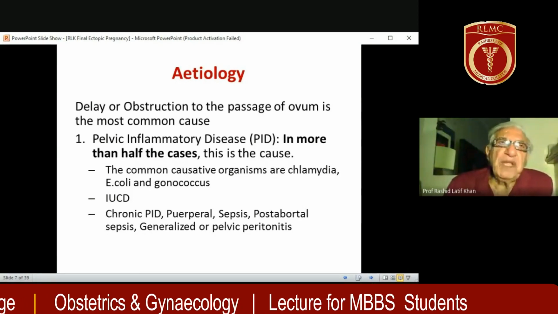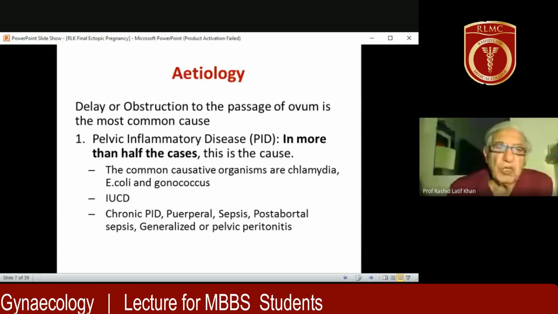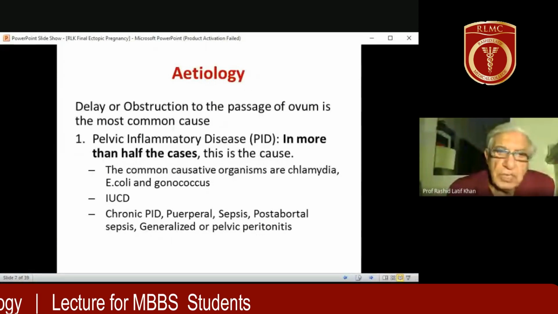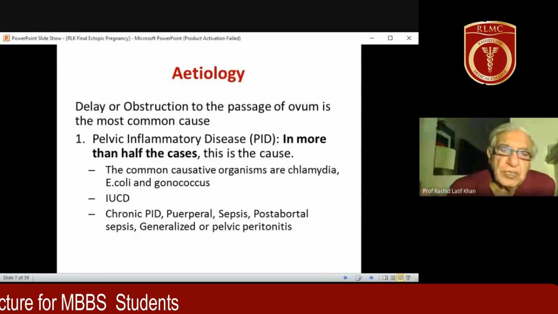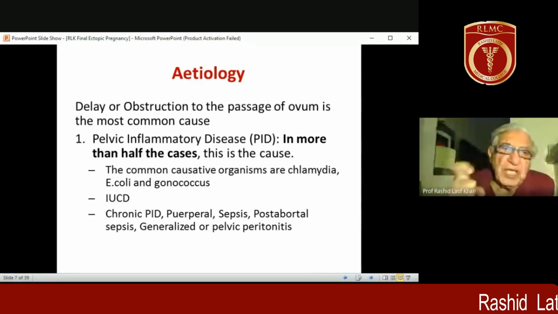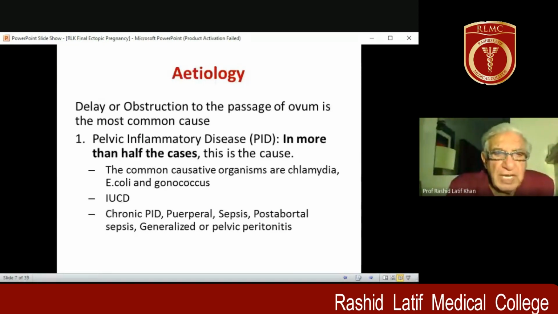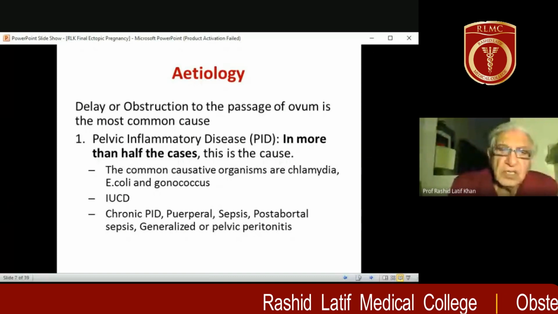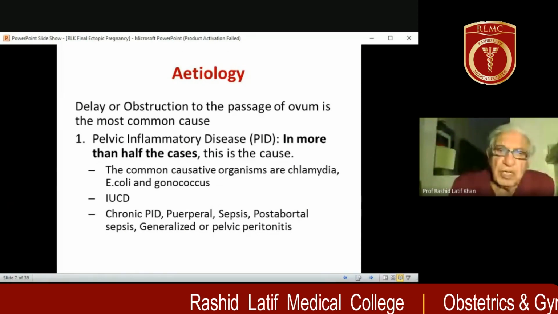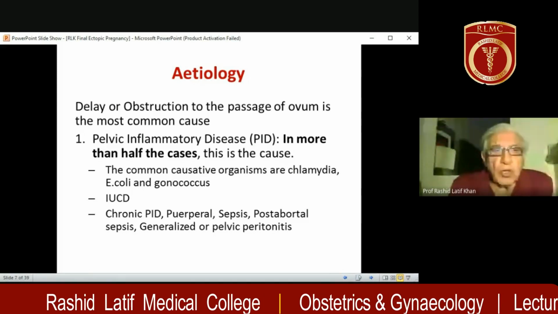If the patient had a previous infection of the genital tract, it does happen. Sexually transmitted diseases can cause infection in the uterus, in the fallopian tubes, in the pelvis. All of them either damage the local cilia of the fallopian tubes, or they cause adhesions, which means kinking of the fallopian tubes. Both can lead to delay in the passage of the ovum. And the common causative organisms in sexually transmitted diseases, STDs, are chlamydia, gonococcus, and E. coli.